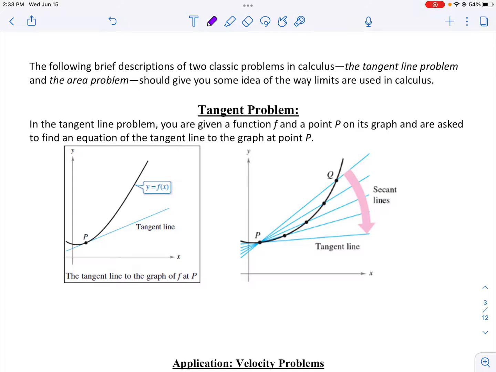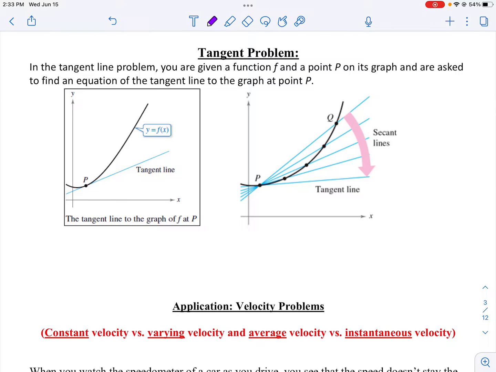Let's take a quick look at a few classic calculus problems that you'll see throughout your time in this calc class. One of them being the tangent line problem, and another one later on being an area problem. Now, a tangent line here, you can see at the left, is where it touches at a particular point, but only touches at one point. It's a little bit hard right now with our pre-calculus knowledge to find the equation of that tangent line.